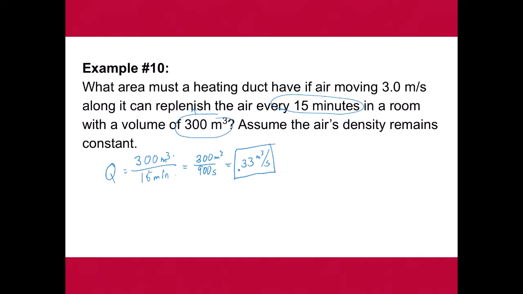Now, in this situation, it's asking what area must the heating duct have if it wants to move the air at 3 meters a second. Well, remember in our previous slide, we also said that Q is equal to AV.